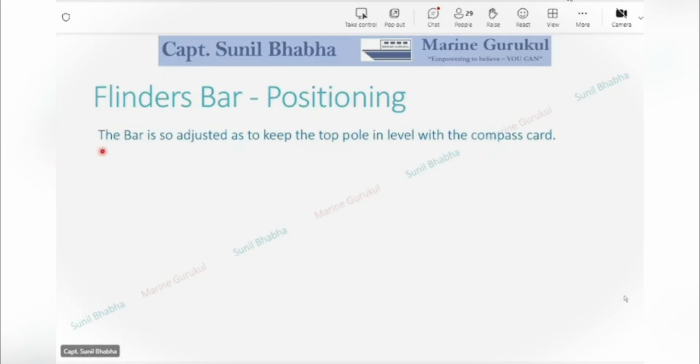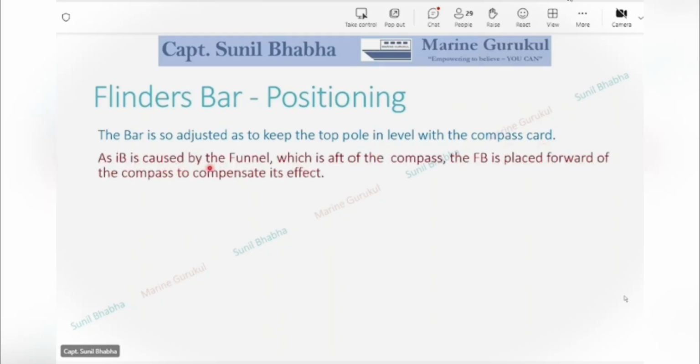Now, when we are putting the Flinders bar, the bar is so adjusted as to keep the top pole in level with the compass card. It should be so placed that the top pole of the Flinders bar is in the same horizontal plane as the compass card. As induced B is caused by the funnel which is abaft of the compass, the Flinders bar is placed forward of the compass to compensate its effect.